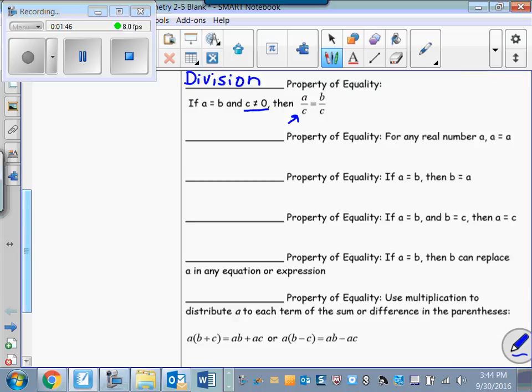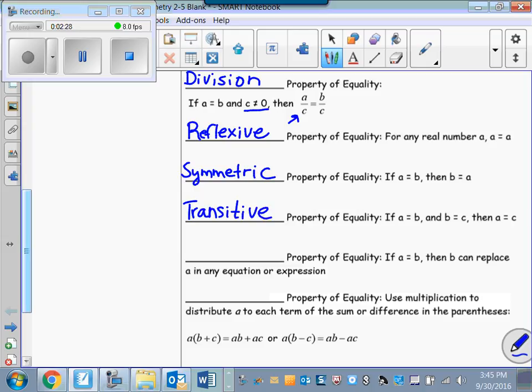All right, for any real number A, when we say A equals A, that is the reflexive property of equality. And you may be thinking, why do we need a property that says that? Well, we will use the reflexive property quite a lot in proofs, so don't write it off as being meaningless. Next, if A equals B, then B equals A. That's known as the symmetric property of equality. If A equals B and B equals C, then A equals C. We of course know that as the transitive property.